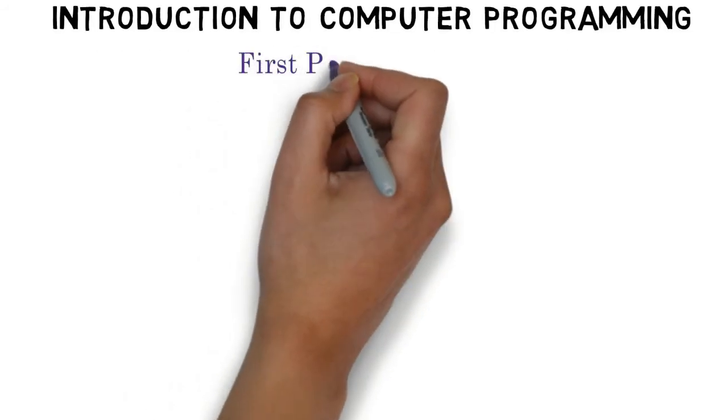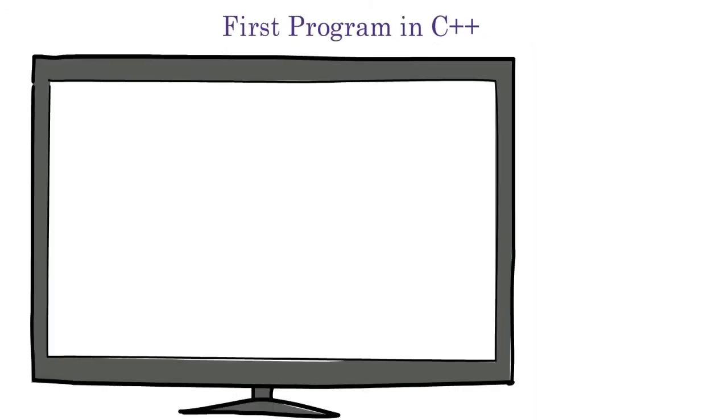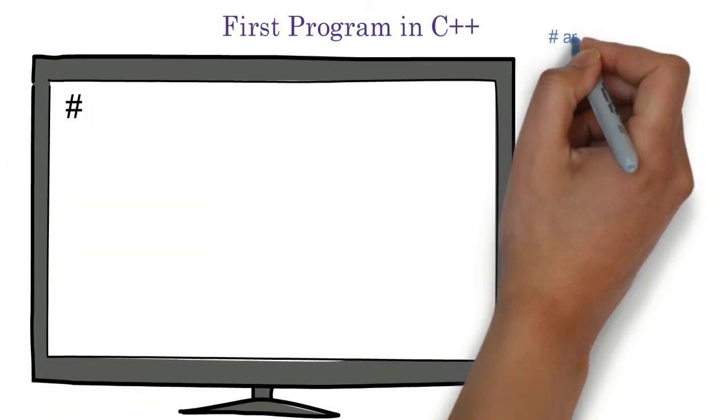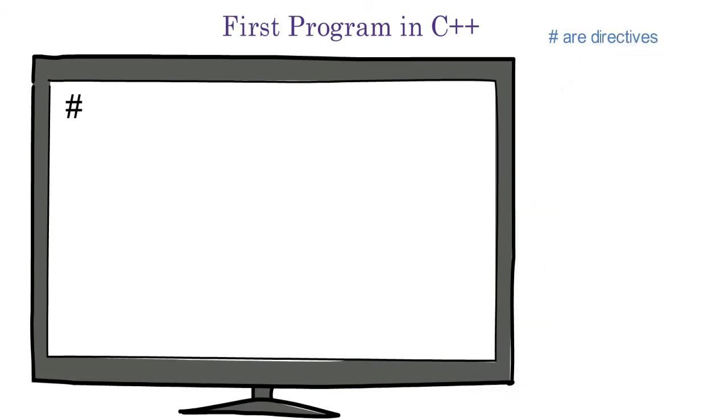Let's start our first program in C++. The first step is to use the predefined features which are defined in a header file. We use a hash sign. The hash sign is called a directive and it is processed by a preprocessor. A preprocessor is a small computer program which will run before going to the compiler.